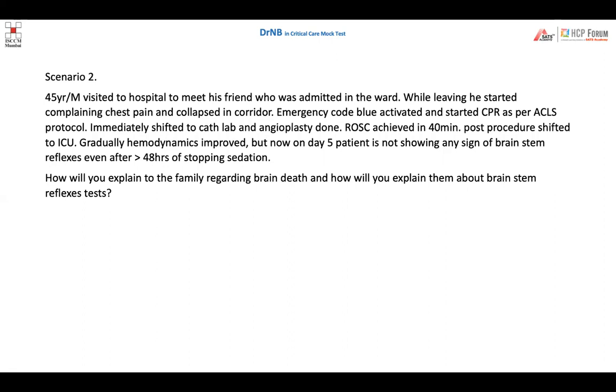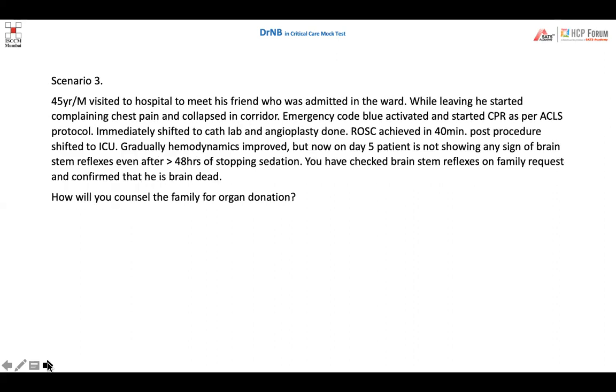How will you explain to the family regarding brain death, and how will you explain the brainstem reflexes test? So the prolonged CPR has led to hypoxic ischemic damage, which needs to be explained to the family: a sudden cardiac arrest, and unfortunately, despite being in the hospital and getting good CPR, the ROSC took up to 40 minutes. So we need to explain that the damage is irreversible, and there are no brainstem reflexes, which include the protective reflexes like cough and corneal reflexes, and there is no breathing attempt as well. With full empathy, we need to explain that this is an irreversible damage which has happened to the brain.